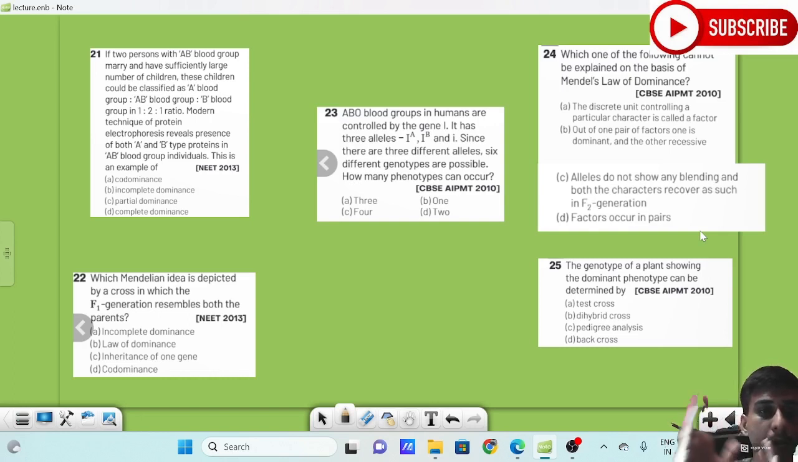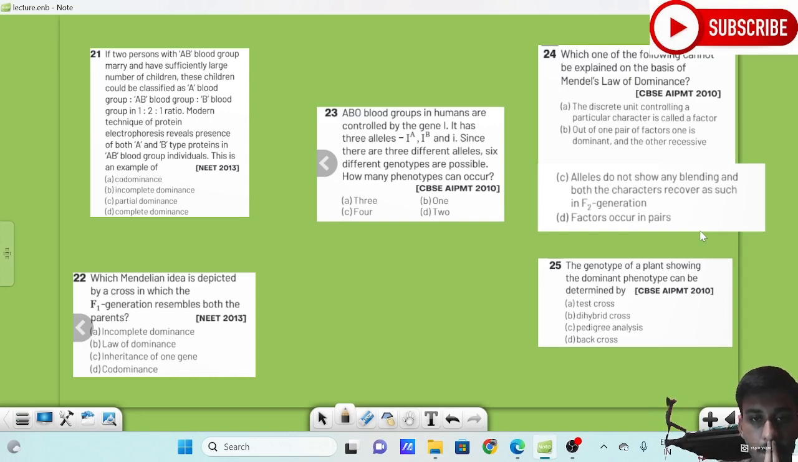So option number A. Next, the 22nd. Which Mendelian idea is depicted by a cross in which the F1 generation resembles both the parents? Yes, codominance, right? Take an example of AB blood group. So A and B can be seen together. So codominance is the example.